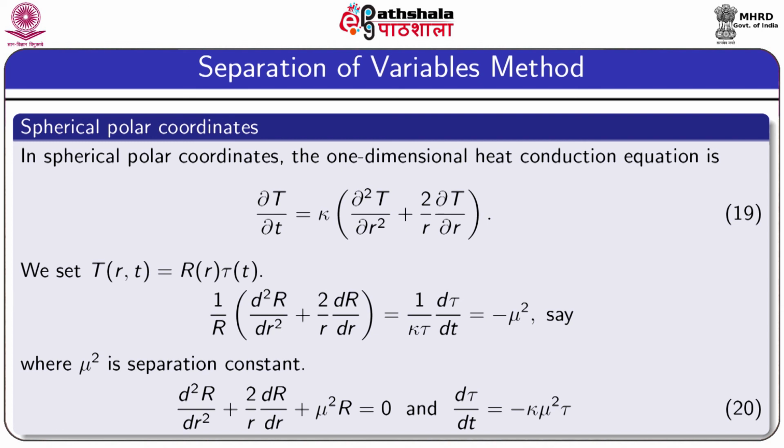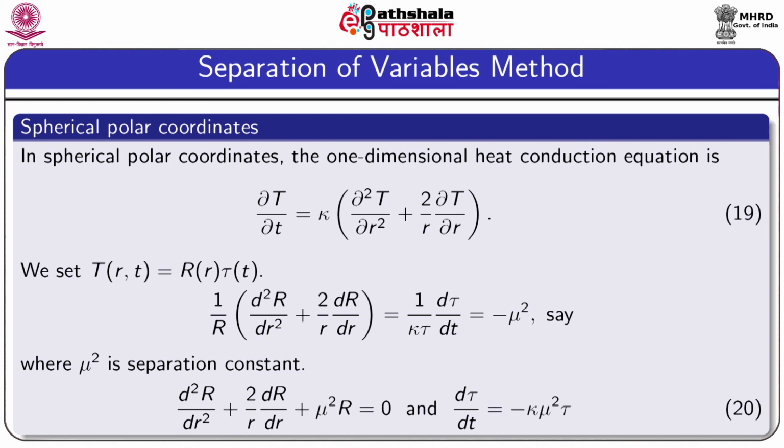In this section, we shall discuss the solution of the one dimensional heat equation in spherical polar coordinates. The heat equation in spherical polar coordinates can be written as shown. We are again using the method of separation of variables to find the solution. So, we substitute capital T as capital R into tau. Substituting that, we get an equation which is written here.